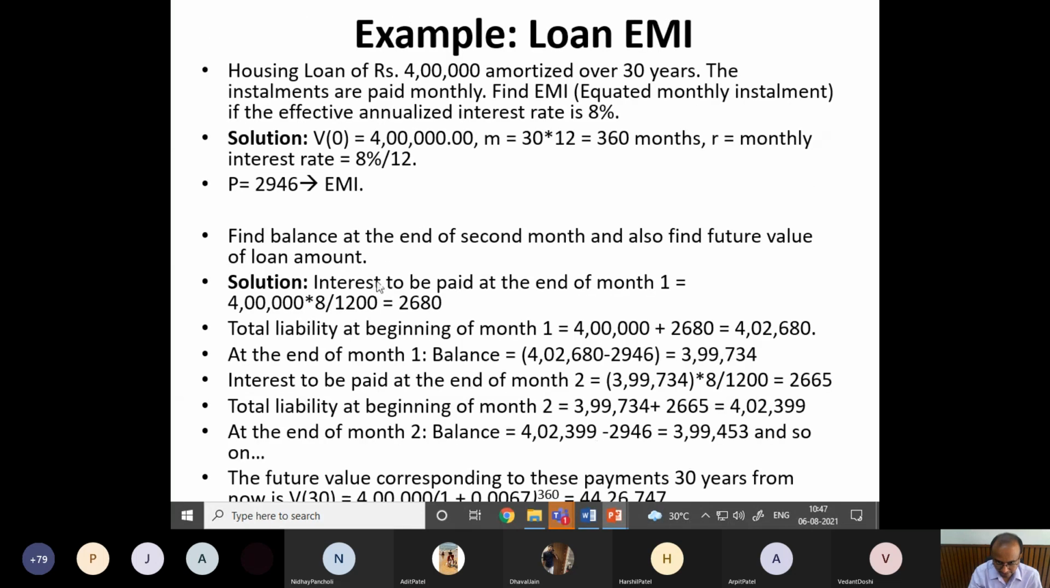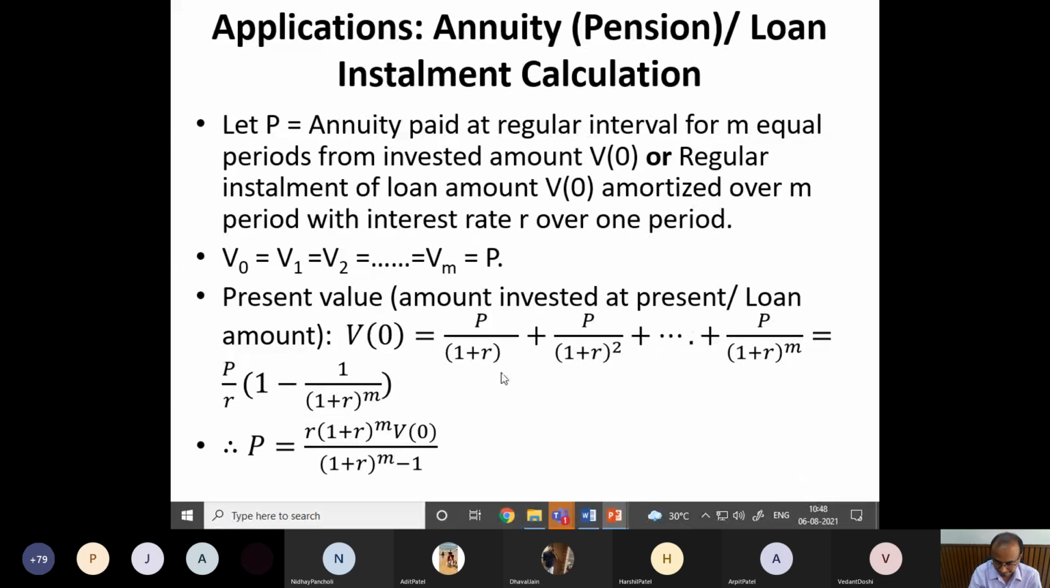I am hiding this slide. I know the EMI, I know all this data. Now I want to calculate what will be my balance at the end of the first month, what will be the balance at the end of the second month, and the future value of all these payments. I am making so many cash flows. So what am I actually paying? What is the future value of all this amount that I am paying? Is it 4 lakh, 8 lakh, 12 lakh? Can anybody tell me how to do this?